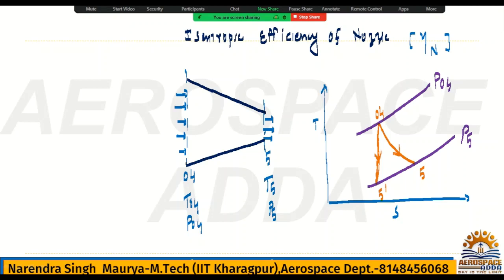And sometimes P5 is the pressure of the atmosphere, if it is fully choked and going to exit to the atmosphere, because here what we have is the atmosphere. So this pressure is nothing but Pa, the atmospheric pressure.